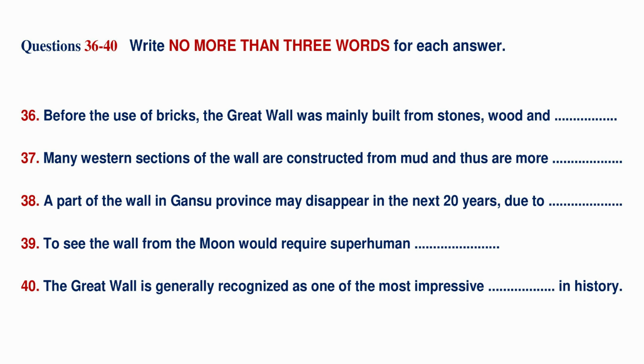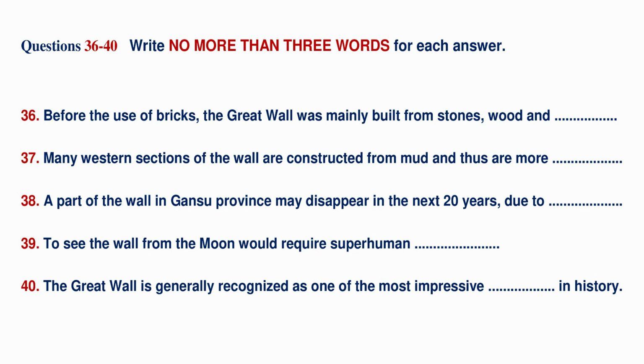Before the use of bricks, the Great Wall was mainly built from stones, wood, and rammed earth. However, during the Ming dynasty, bricks were heavily used in many areas of the wall. The size and weight of the bricks made them easier to work with than earth and stone, so construction quickened. Additionally, bricks could bear more weight and endure better than earth and wood.